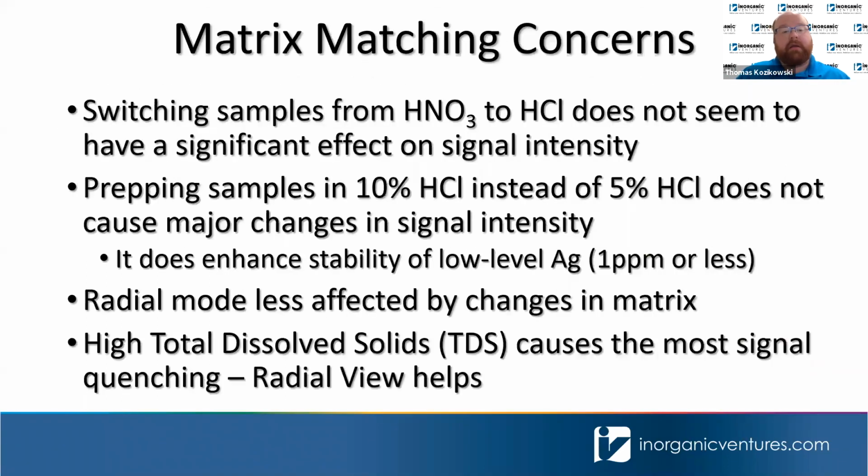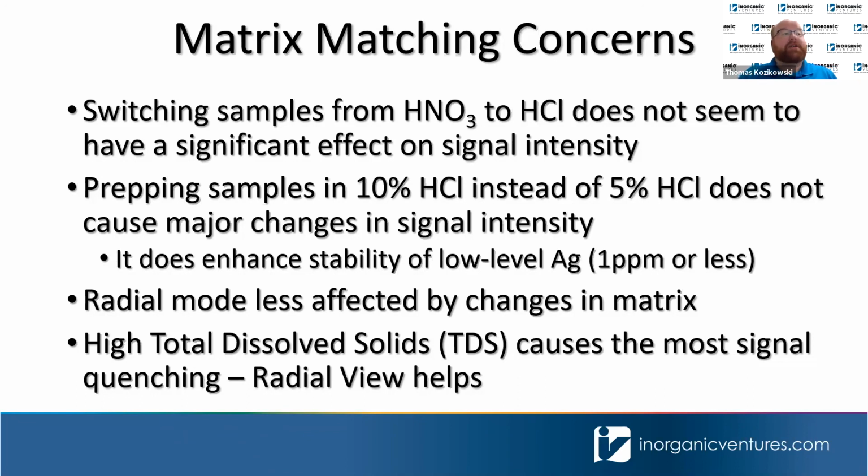All right. And then one of our last ones, matrix matching concerns. So with validating, we were concerned, we had different matrices for our calibration standards. But we weren't sure, at first, does that matter? Are we going to create a bias by having a different matrix? The overall answer was no. We actually didn't see much bias. So we switched samples from nitric to HCl, and we tested this in a variety of ways. Didn't seem to change the signal intensity at all. So prepping samples in 10% HCl instead of 5% doesn't make any changes in the signal intensity.